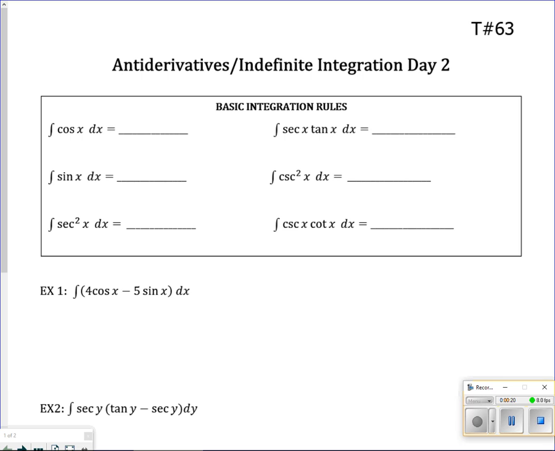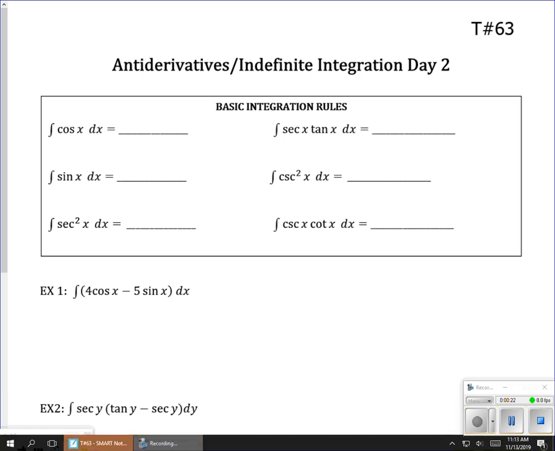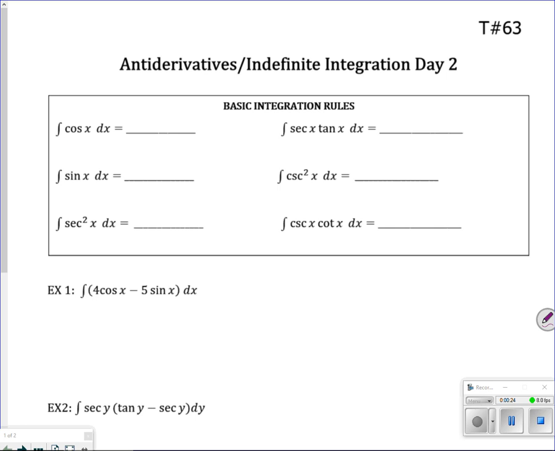So who has a derivative of cosine? That would be sine of x, and we have to remember that constant of integration, so sine of x plus c. Who has a derivative of sine, or in other words, what is the antiderivative of sine of x? And that would be negative cosine of x plus c.